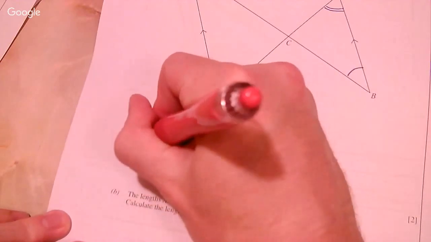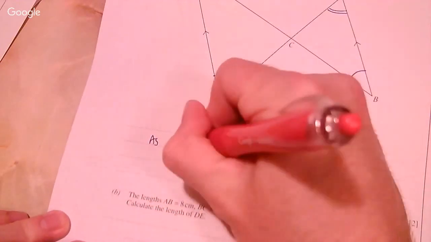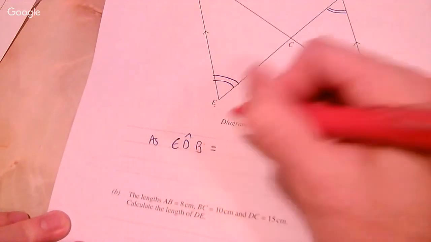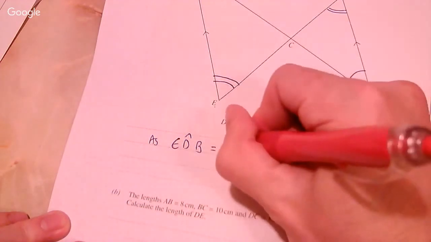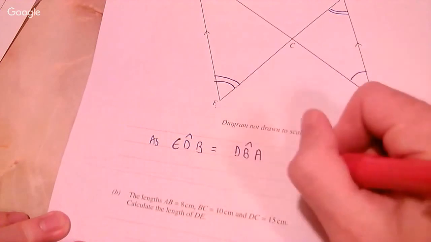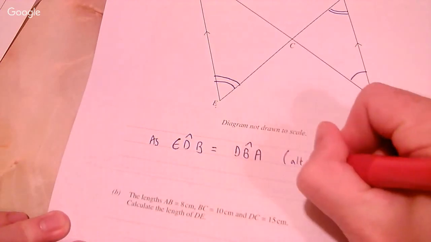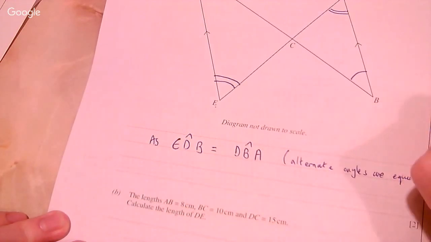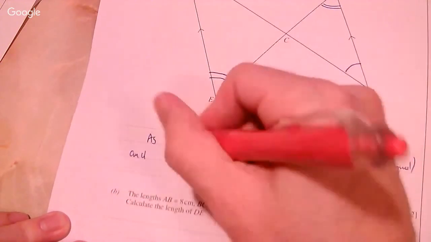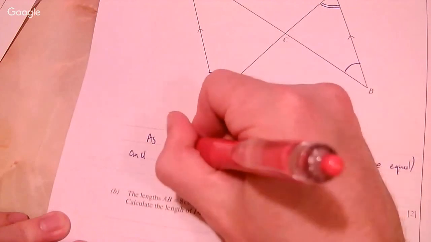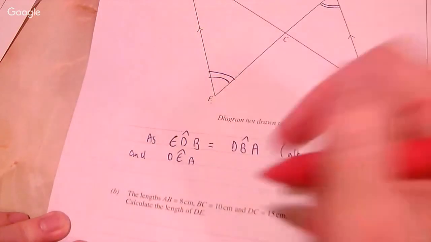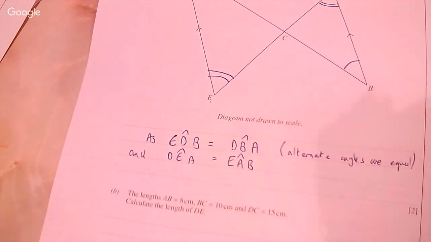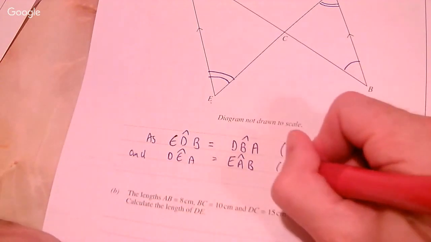So I'd say E, D, B, so from E to D to B, is equal to D to B to A, and the reason why is because they're called alternate angles. Alternate angles are equal. And then I'm going to say DEA, going from D to E to A, is equal to EAB. So you always put the angle in the middle. Again, alternate.